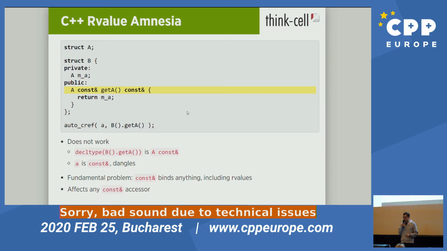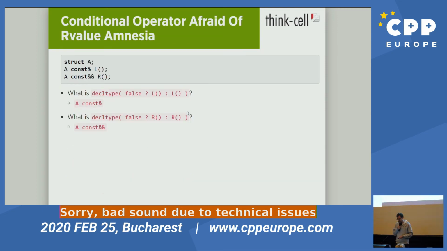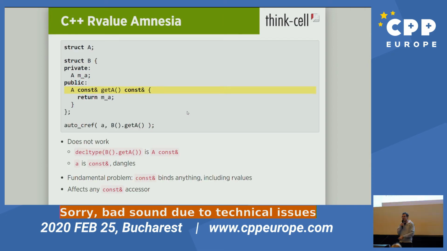So strictly speaking, any const ref accessor you have in your code that does this is broken. It's broken because it produces dangling values when you access it on an R value. Not good. I call this, at think-cell, C++'s R-value amnesia. This binding: you bind to const ref, and the R-value is gone.